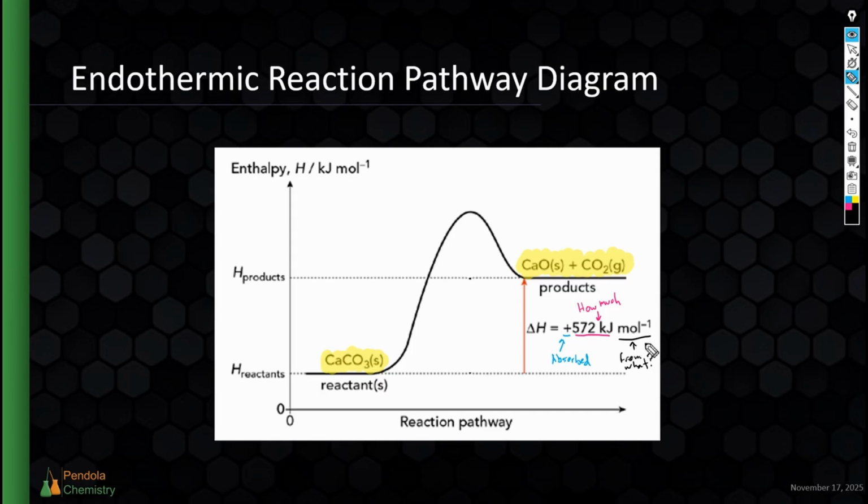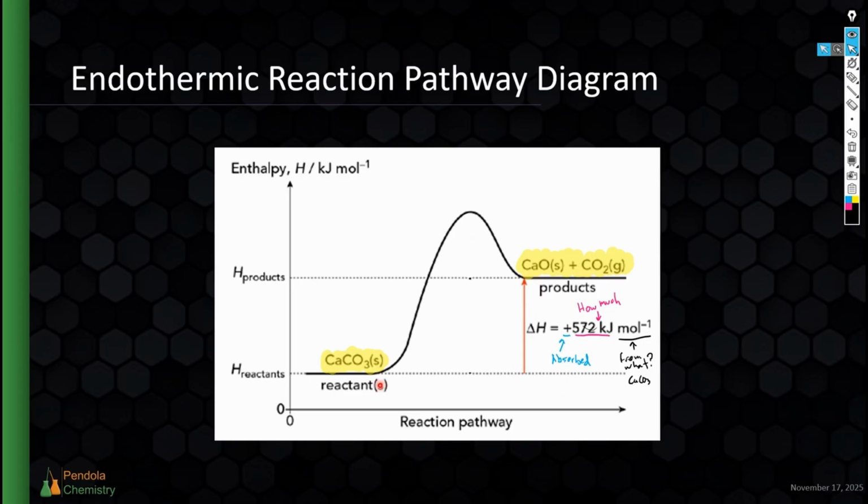Or what is doing the absorbing. In this case, for every 1 mole of CaCO3 that is decomposed, 572 kilojoules need to be absorbed by the reaction for that to happen. So that's what this enthalpy change is telling us. It's telling us that for every 572 kilojoules that are absorbed, because this is positive, it's endothermic, 1 mole calcium carbonate will be decomposed. So that's what this number tells us.